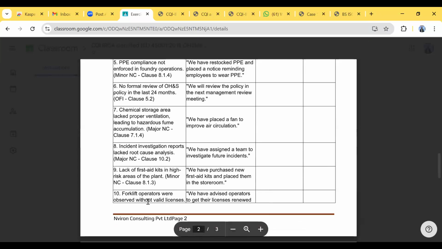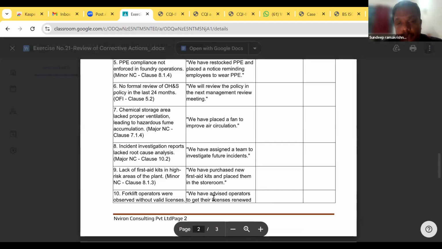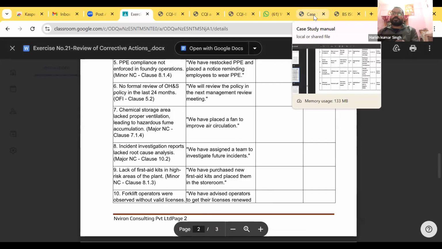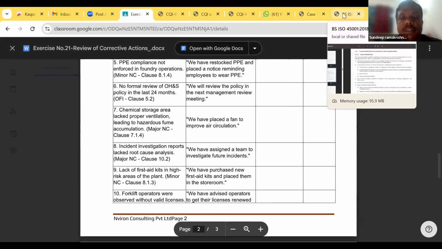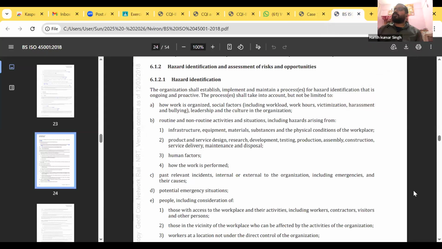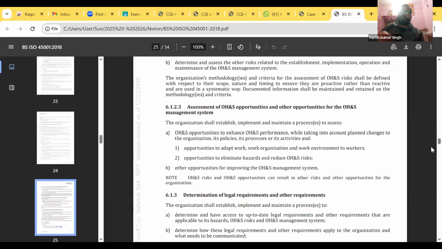Yes, sir. Right. So: chemical storage area lacked proper ventilation leading to hazardous fume accumulation. Major NC under 7.1.4. The clause given is wrong, sir. The clause is incorrect. 7.1.4, there is nothing like that. It should be 8 point, let me see, 8.1.2, sir. Right. 8.1.2.